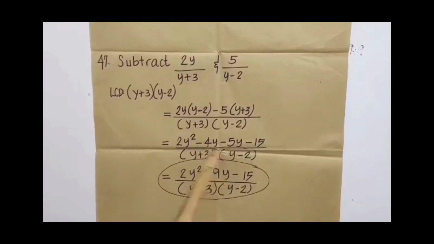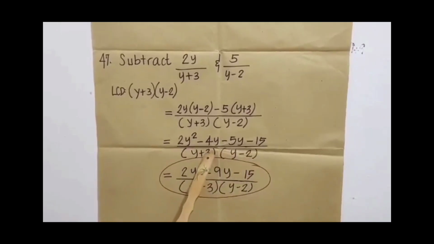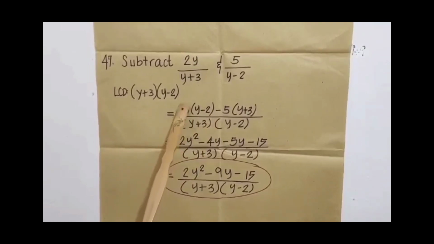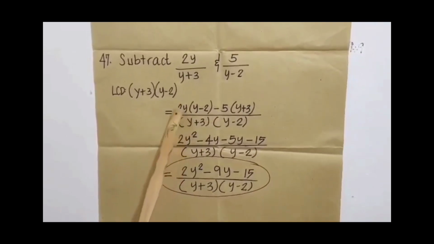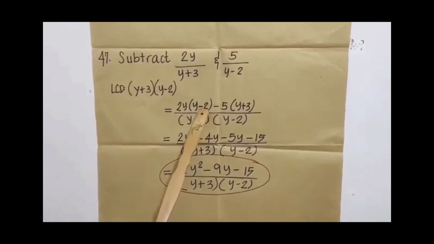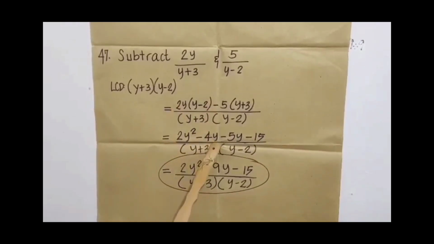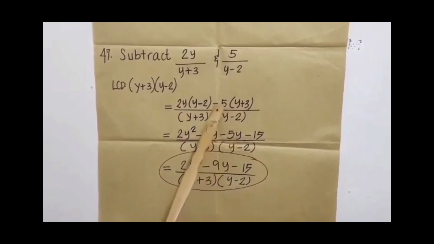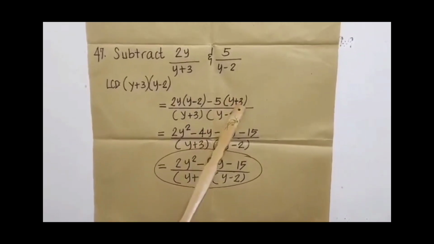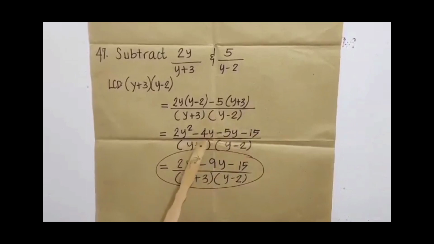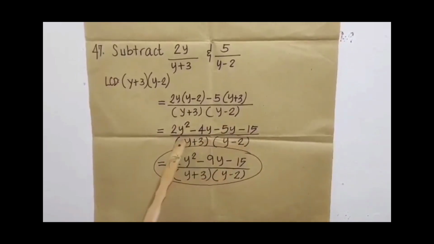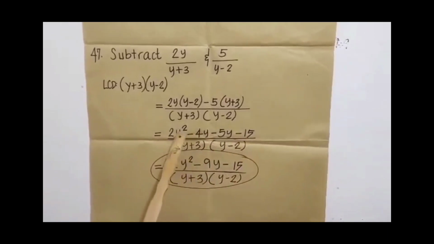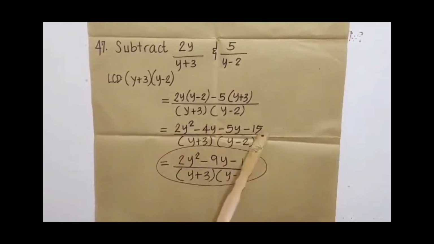Then the next step is to simplify, meaning we remove all the parentheses. So we multiply 2y times y equals 2y squared, and 2y times negative 2 gives negative 4y, and negative 5 times y equals negative 5y, and negative 5 times positive 3 equals negative 15. Then copy the denominator.